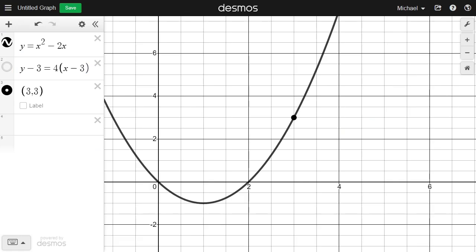And just to illustrate what it is that we found, so here is our function, f of x equals x squared minus 2x. Here's the point of tangency that we're talking about, 3, comma 3. And right here, here's the equation that we just found for the tangent line, and if I activate that, you can now see that we've got this tangent line. So again, here's our function, and here's our tangent line.